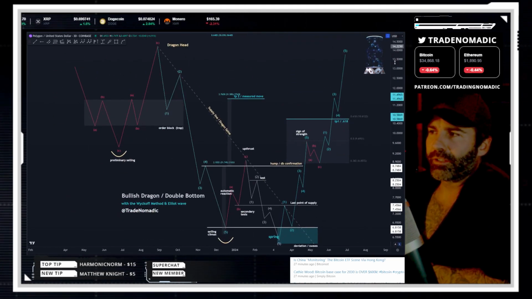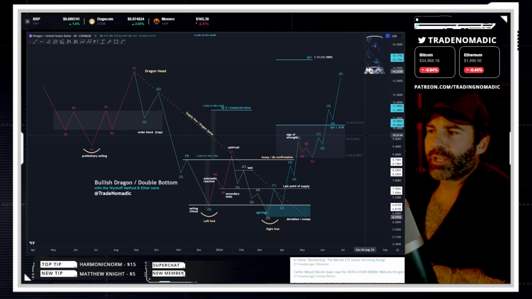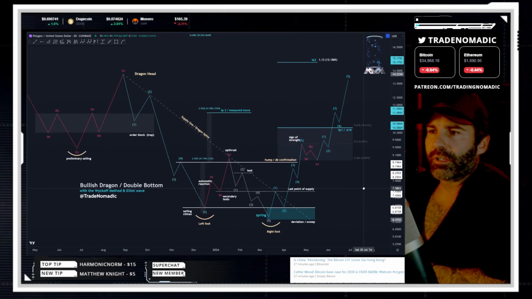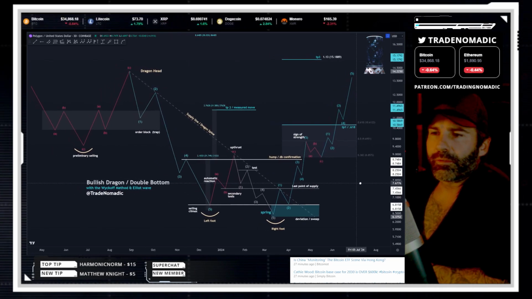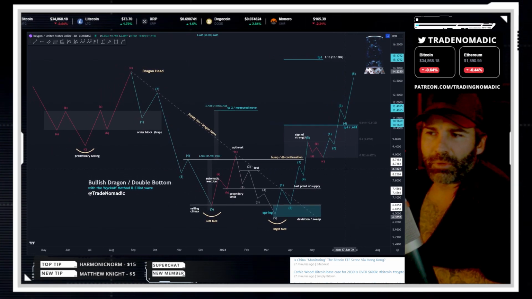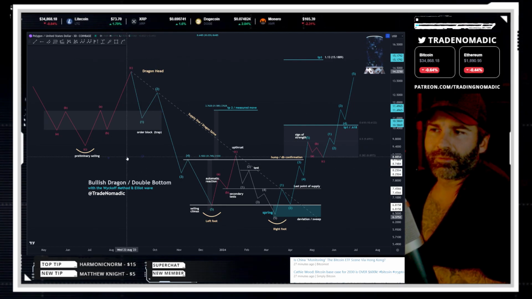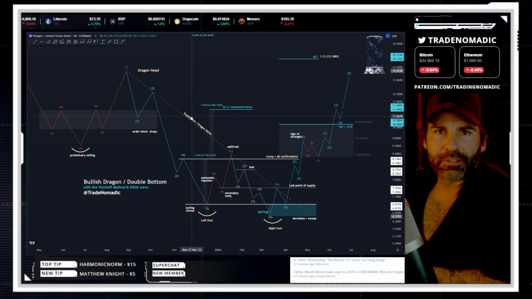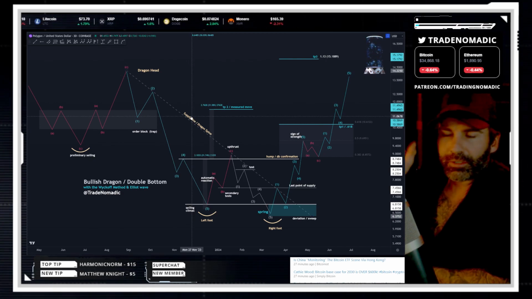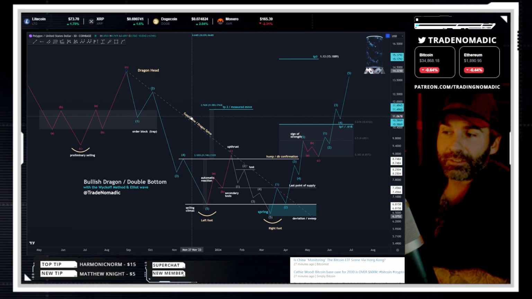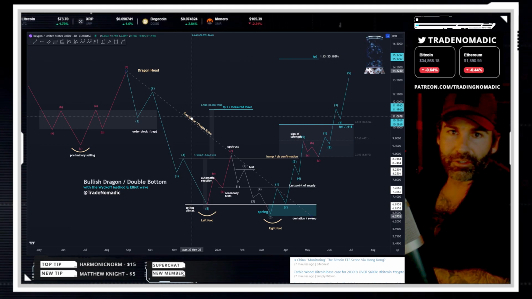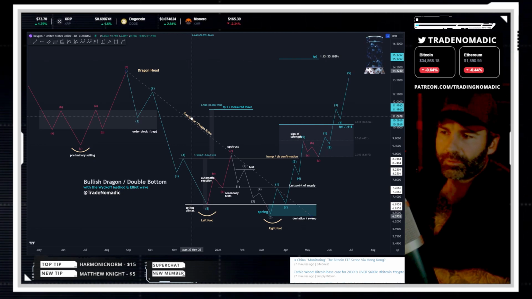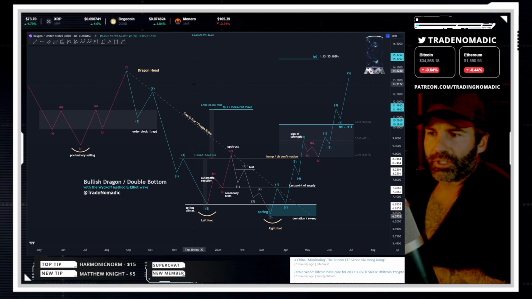Now what I did here is make a little bit more complex version of it, putting a little bit of Elliott wave in there, a little bit of Wyckoff, to kind of explain why the dragon is what it is. If you want to get a little bit deeper, if you want to dive into this stuff, if it helps you understand the price movements a little bit better, that's what this is going to be.